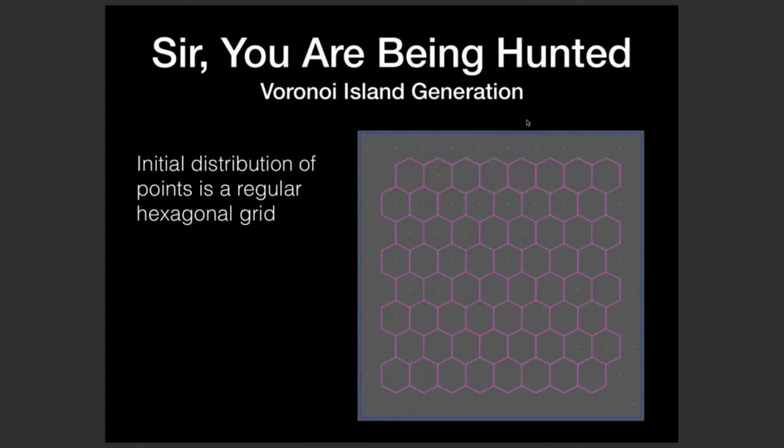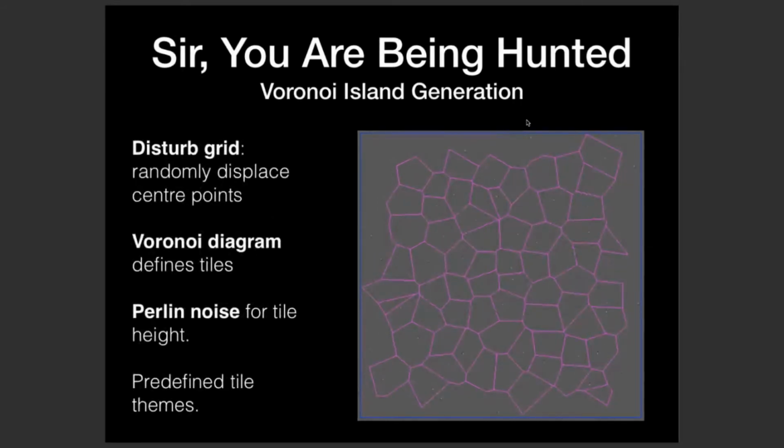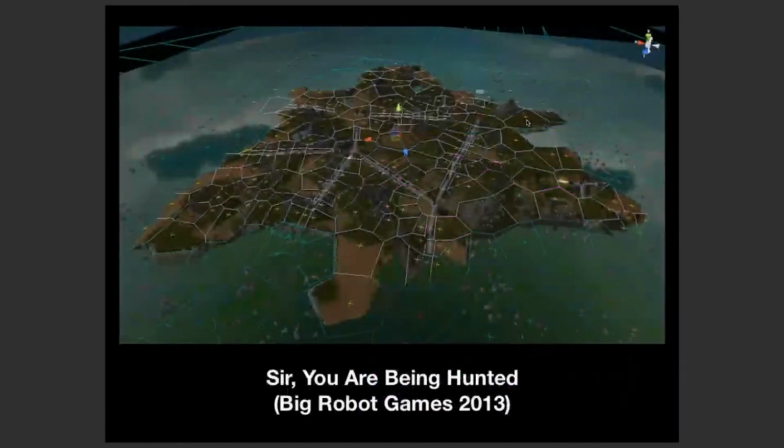But this uses Voronoi partitions to generate quite a complex island, using a similar process to the one we just saw. We start off with a regular distribution of points, and then there's some random process which perturbs these a little bit. Then we take the Voronoi partition, then we use Perlin noise to associate height values with each of the vertices, and that gives us this nice island effect.